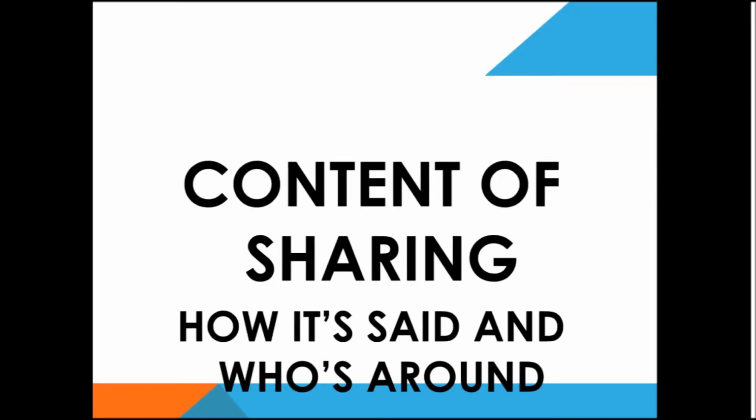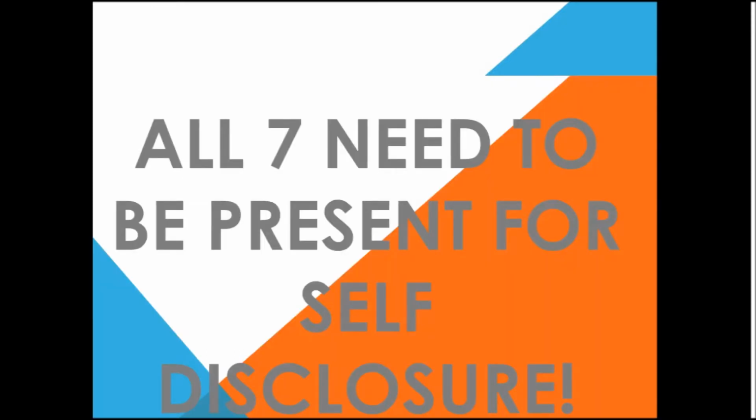The seventh characteristic involves the context of sharing. How you say it, where you say it, who's around, the situation, the time, all of that plays into the key of whether or not it's self-disclosure. It's extremely important, I stress, that all 7 characteristics must be available in order for it to be self-disclosure. If any of these are missing, it won't be self-disclosure. Simple as that.